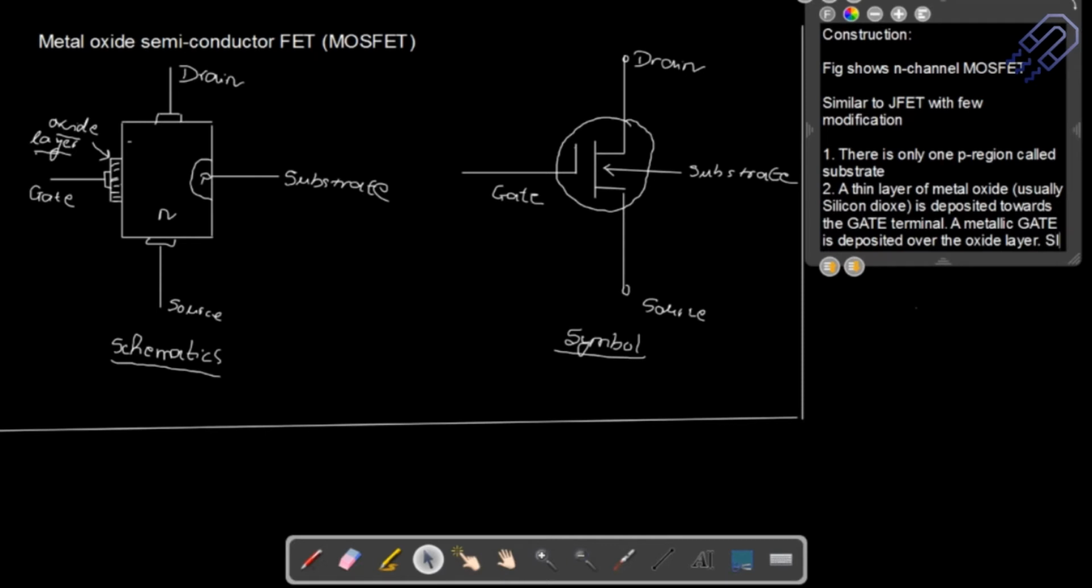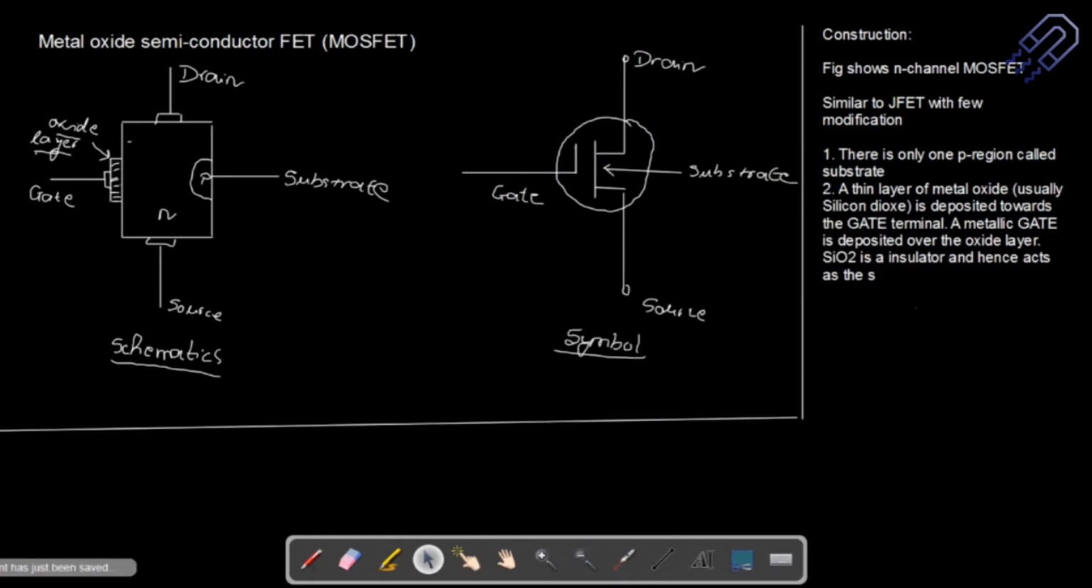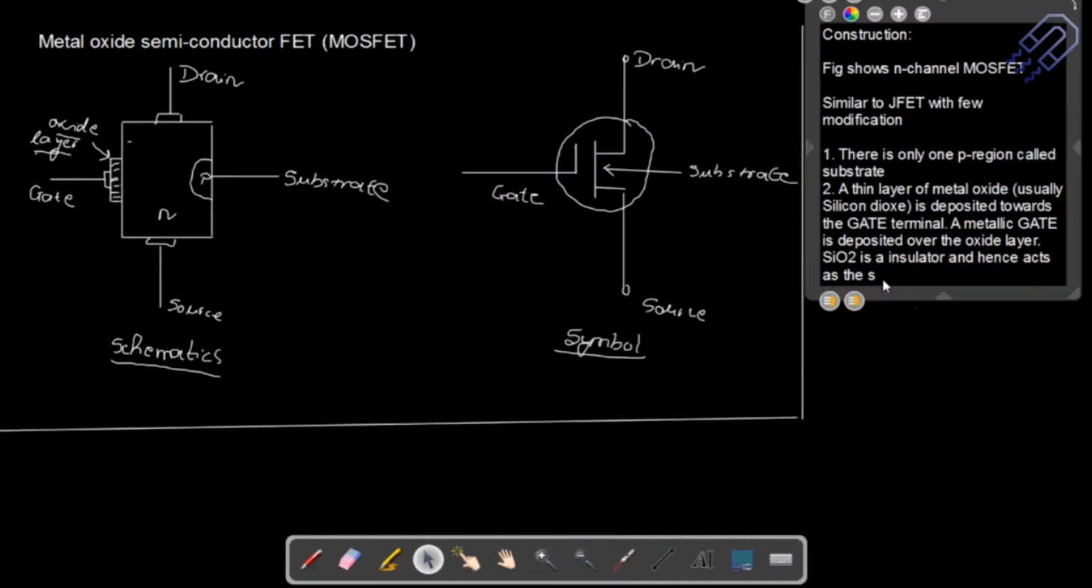SiO2 is an insulator, and hence acts as the separation between the N channel and the gate terminal, between the N channel and the gate terminal.